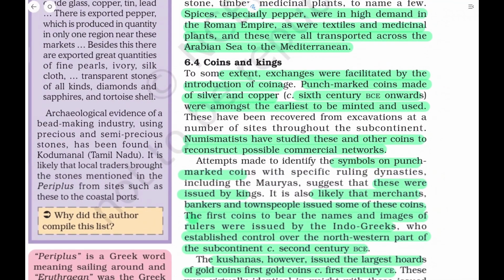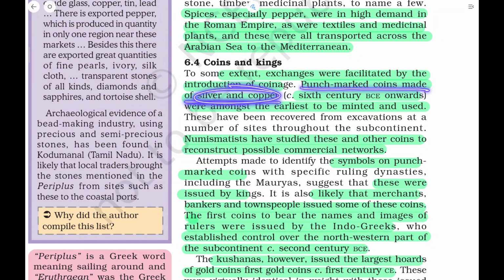Now, if we talk about coins and kings, then we find mention that to some extent exchanges were facilitated by the introduction of coinage. Now, these punch marked coins were introduced during the Mahajanapada period. Okay, and these punch marked coins were made up of silver and copper.